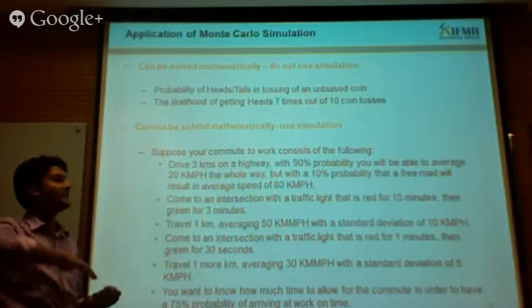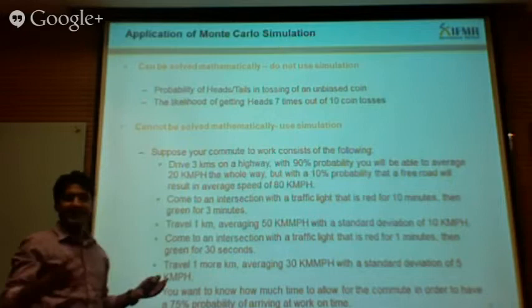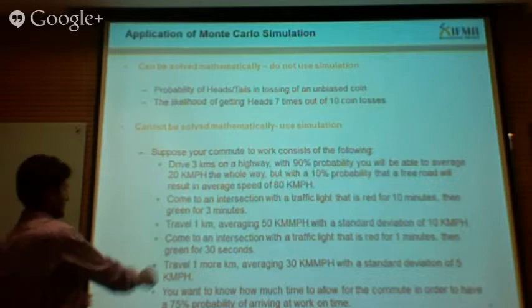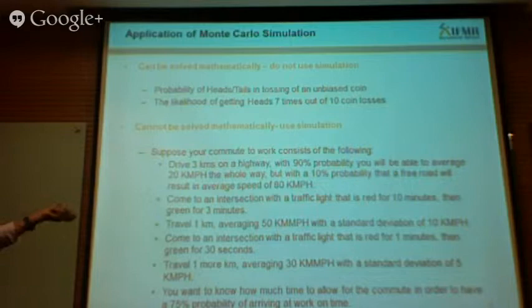And there are so many different state variables, so many integrals, that you will probably find it very difficult to get an answer mathematically. If you're trying to get an idea of, say, a 75% probability that I arrive at work on time, this kind of problem can be solved very conveniently with the help of a simulator.